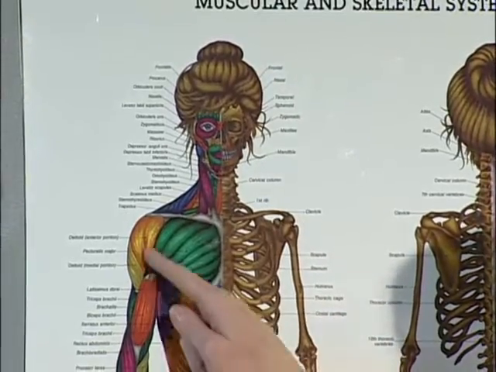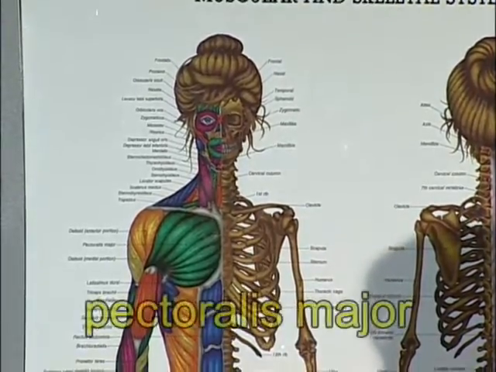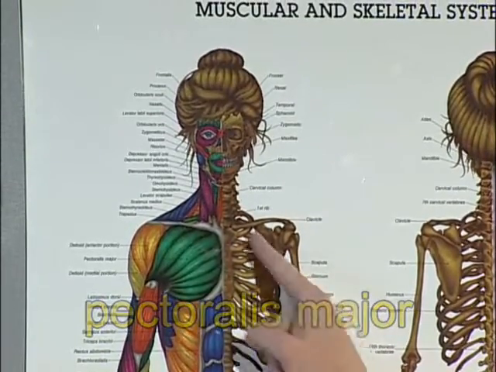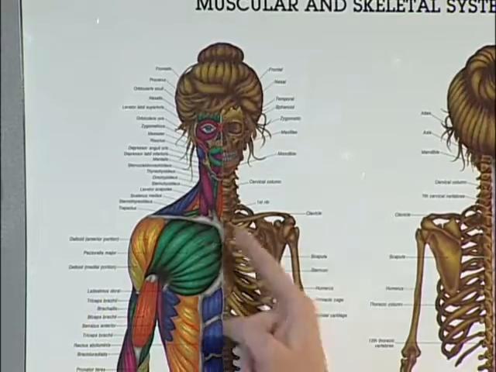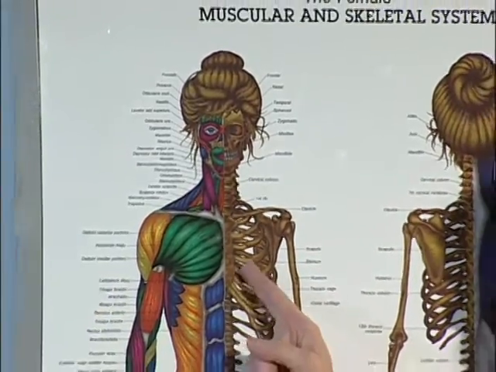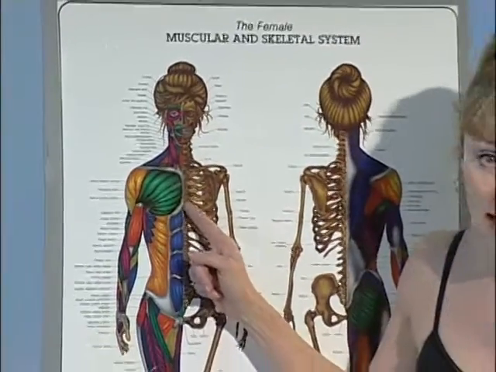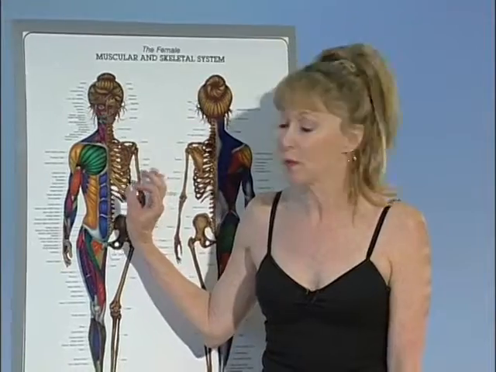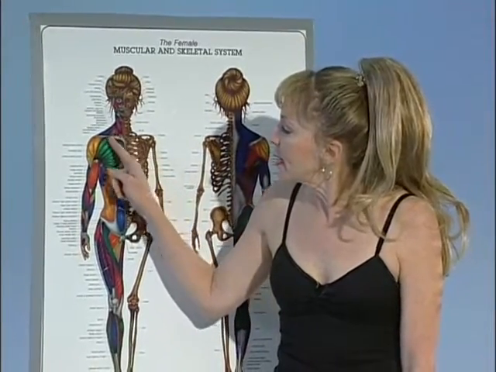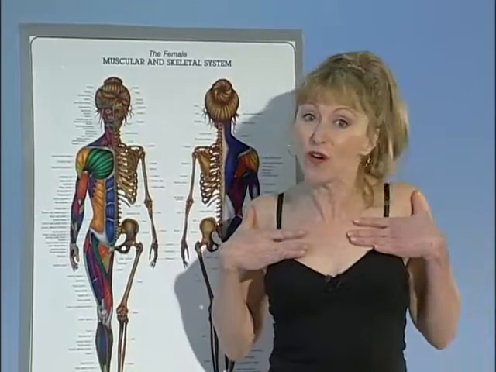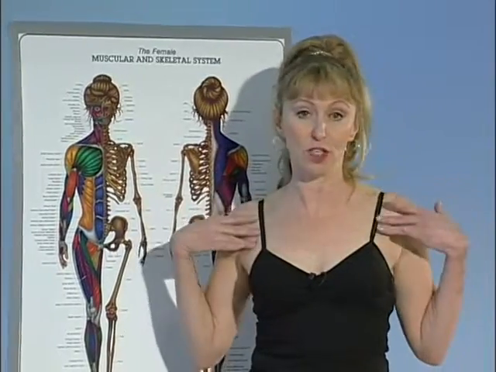You see this big green muscle right there? That is called the pectoral. The pectoral muscle actually has layers. What we're looking at on this chart is the major pec. Underneath there's a muscle kind of just like it, the minor. Now you can see that the pec really has a lot to do with the pectoral girdle that we talked about up here at the shoulders.